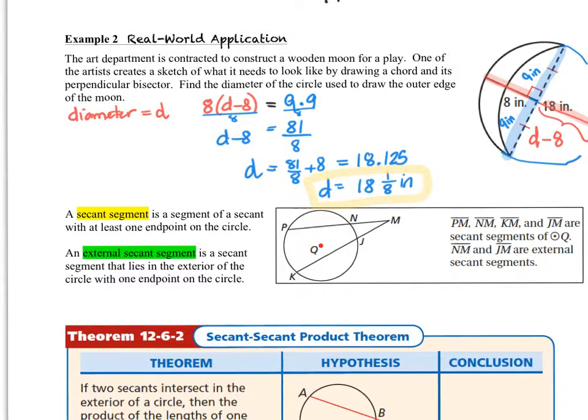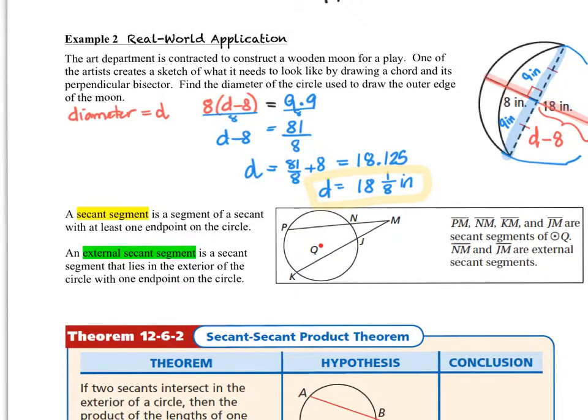So we have a couple new definitions. A secant segment is a segment of a secant with at least one endpoint on the circle. So the secant segment PN is one. NM, KM, and JM are all secant segments of this circle. And we also have something called an external secant segment, which is a secant segment that lies in the exterior of the circle with one endpoint on the circle. And of course, that is an example, these two segments that are outside.